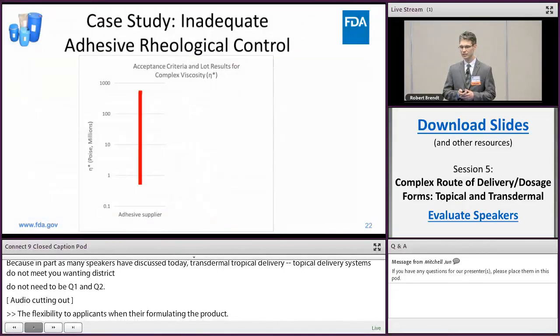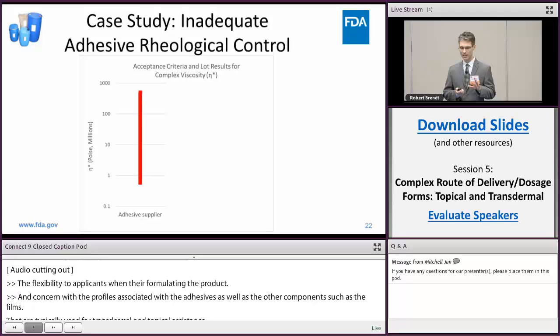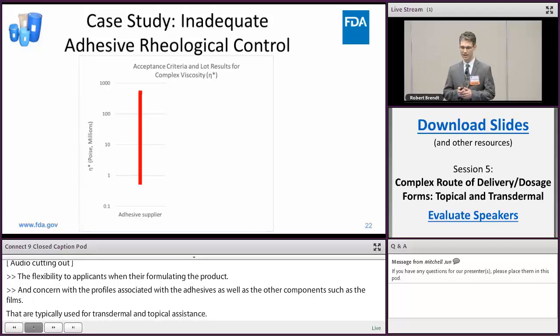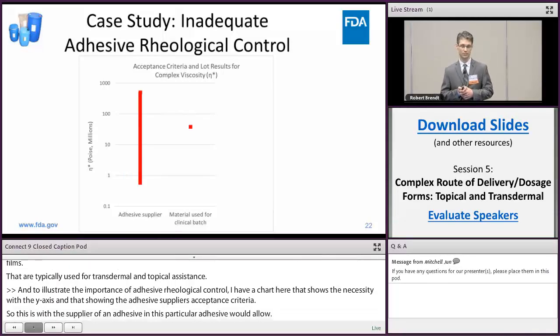And to illustrate the importance of adhesive rheological control, I have a chart here which shows a plot of viscosity on the y-axis, and then it's showing the adhesive supplier's acceptance criteria. So this is what the supplier of this particular adhesive would allow as far as releasing it onto the market. This point represents a specific lot of adhesive that was used to manufacture a clinical batch submitted to the agency for approval of a TDS.